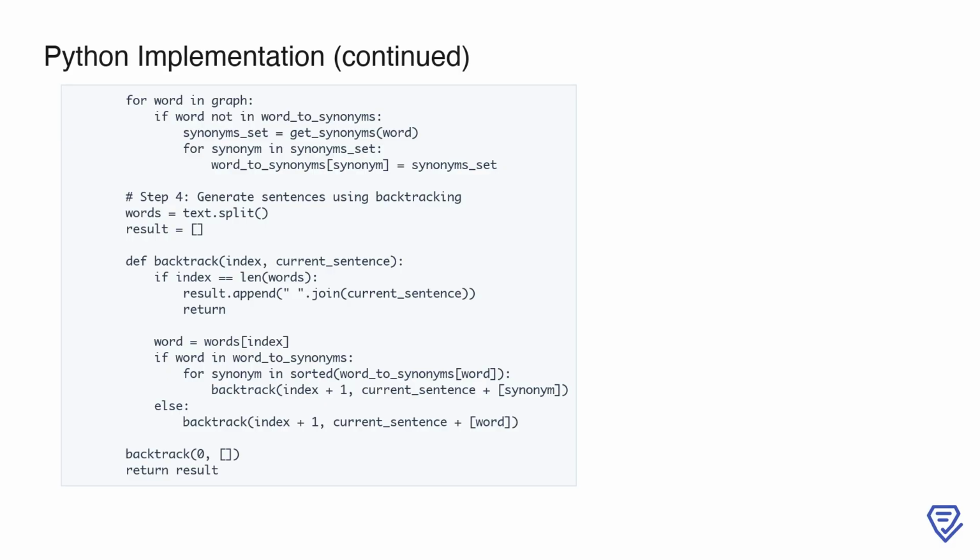Next, we split the input text into individual words and define a backtracking function to generate sentences recursively. The backtrack function takes the current index and builds sentences word by word. If we reach the end of the word list, the constructed sentence is added to the result. For each word, if it has synonyms, we iterate over them in sorted order, appending each to the current sentence and continuing the recursion. If no synonyms exist, we simply add the word as is. Finally, we call backtrack starting at index 0 with an empty sentence and return the generated sentences.